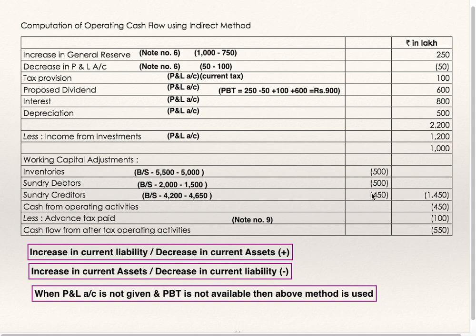After doing these working capital adjustments, that is change in current assets and current liabilities, you will get cash from operating activities, which is negative 450. Deduct advance payment of tax, which is 100, which is given in note number 9. You will get cash flow after tax from operating activities.